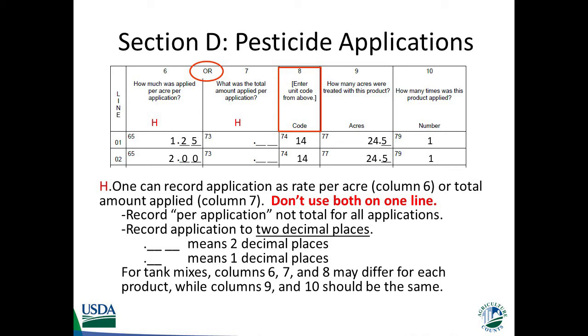The computer will then interpret this as 3 separate applications of 2 pints per acre for a total of 6 pints per acre applied during the growing season. We do not want to combine the applications and enter this as 6 pints per acre in column 6 applied 3 times, because if we did that, the computer would interpret that as a total of 18 pints per acre of the product applied to that field.